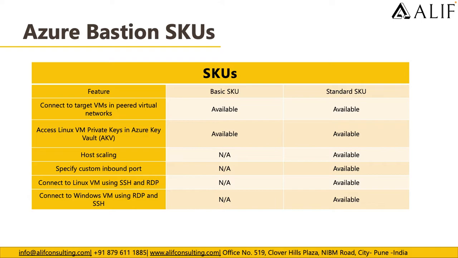Well, here are the SKUs. We have two SKUs: a basic one and a standard one. Standard is most probably very important, because if you need to connect with a Windows machine over RDP, and you need to connect to a Linux machine over SSH and RDP, you need to have the standard SKU. The standard SKU is the most valuable SKU for connecting to VMs, and it also has host scaling for how many Bastion hosts you want to run in your environment according to the sessions you are going to have to the backend VMs, within the VNet where you have deployed the Bastion server.